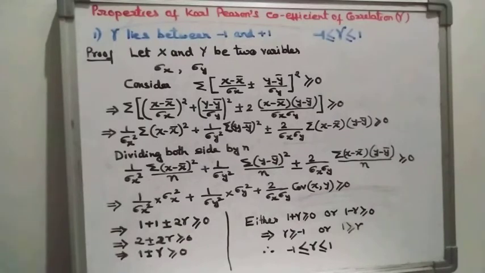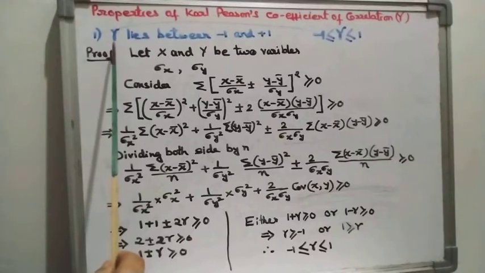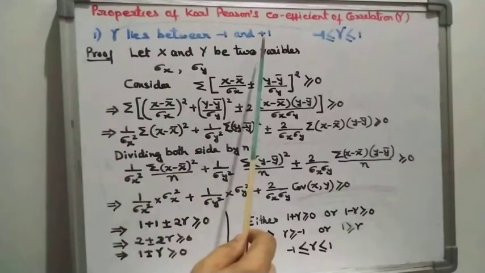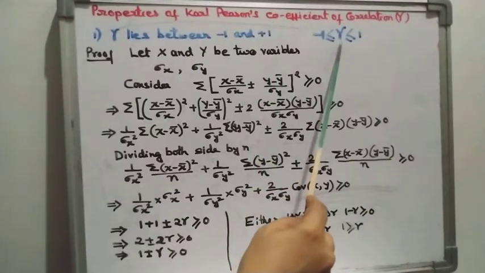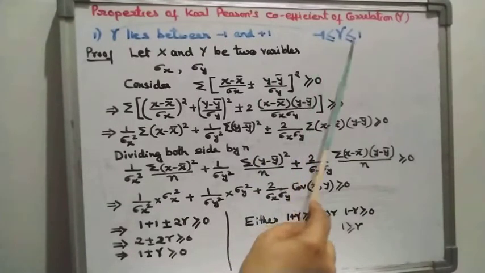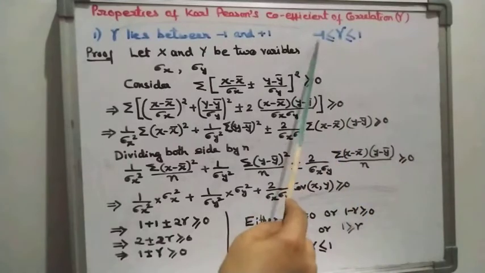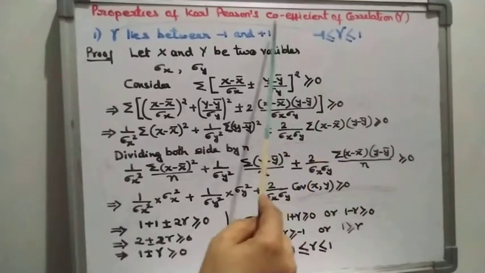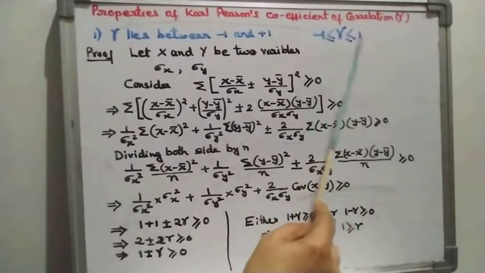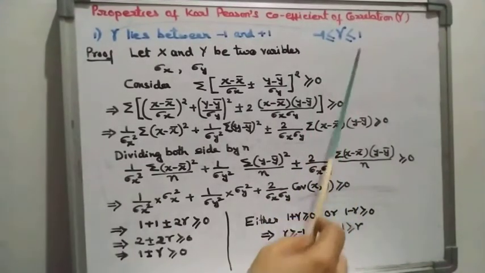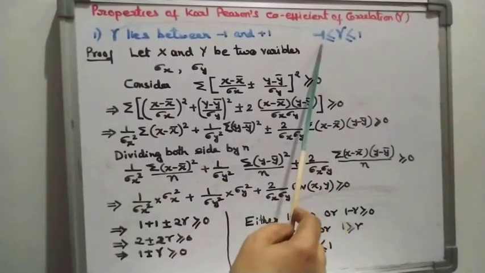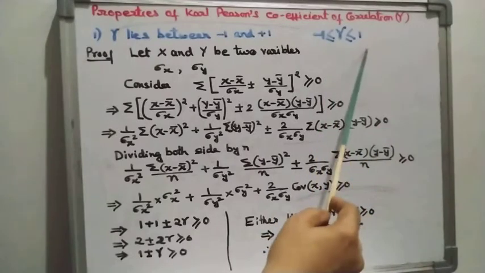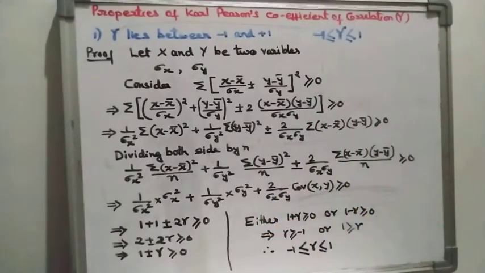In this video we are going to study the first property of Karl-Pearson coefficient of correlation, which is denoted as rho. The first property is that rho lies between -1 and +1. Symbolically, rho lies between -1 to 1. That means the maximum value of rho is 1 and the minimum value is -1. So this value is not more than 1 or less than -1.